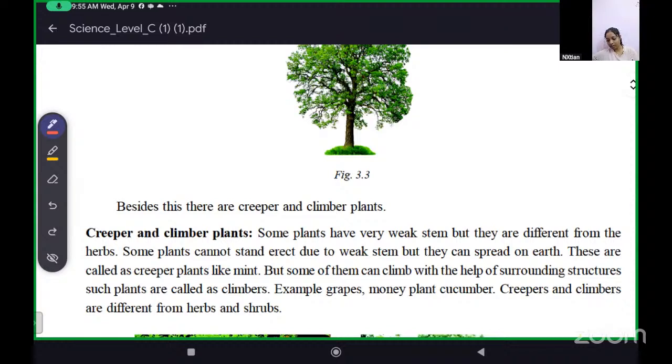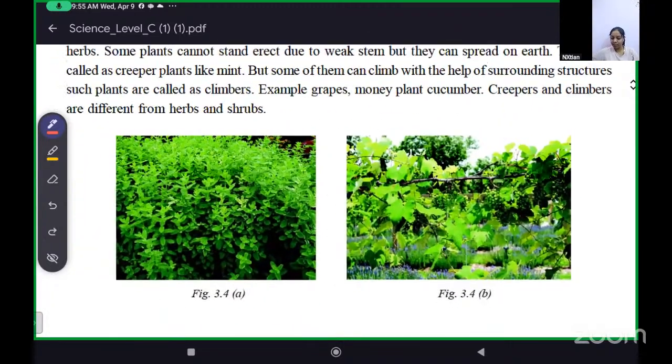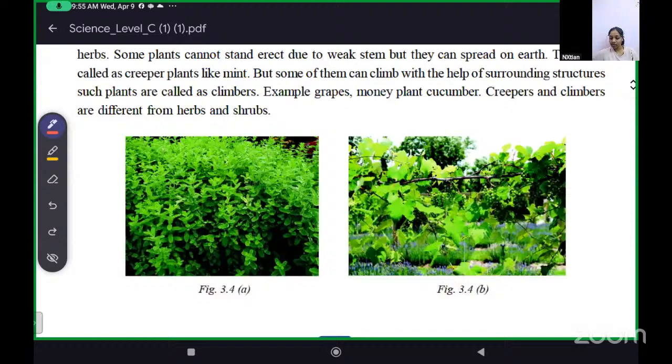Creepers and climbers are different from herbs and shrubs. Herbs and shrubs are proper plants, but creepers and climbers cannot stand on their own. They need support of other plants. Their structure is designed like that. Like grapes, they need support of other plants to climb up, known as climbers. You can see here creepers and climbers.